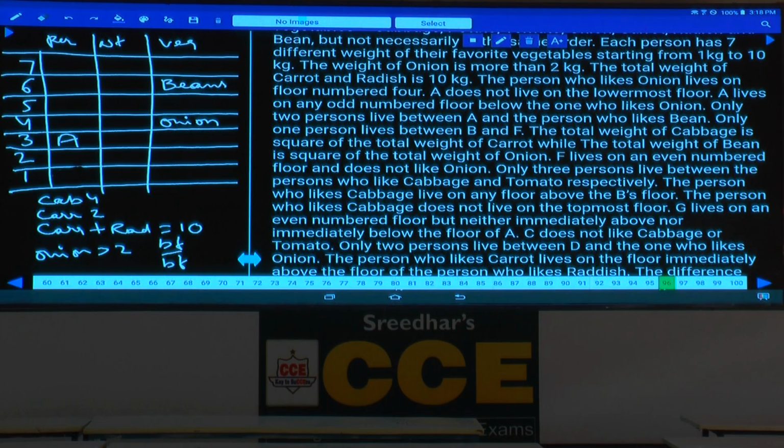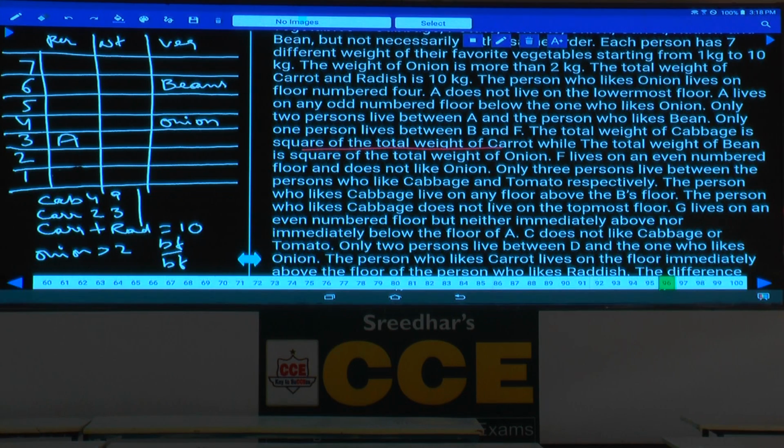Now, the total weight of the cabbage is the square of the total weight of carrot. Carrot and cabbage, 2 and 4. Next one, what is the other possibility? If carrot is 3, cabbage can be 9. 2, 4 and 3, 9 is one possibility. Then what is the next one here?